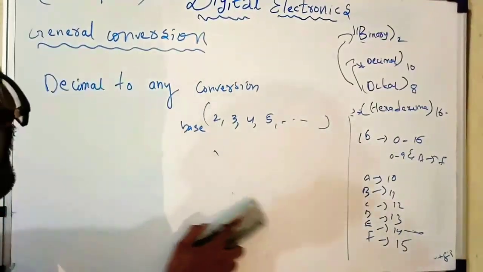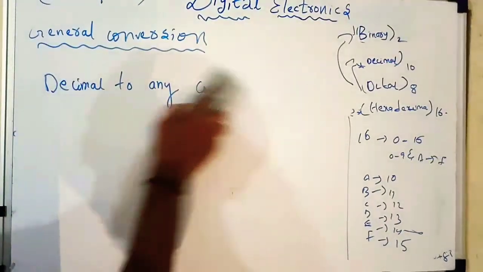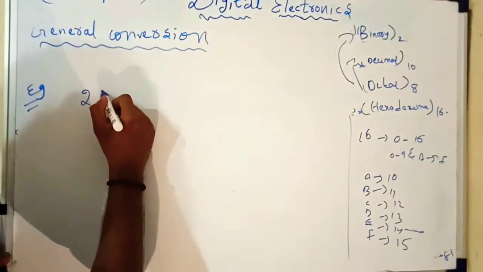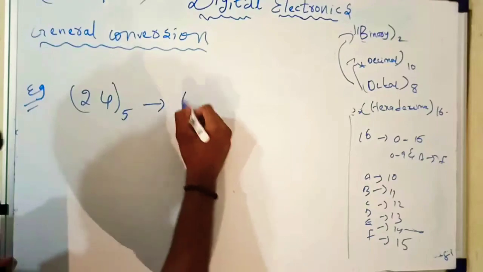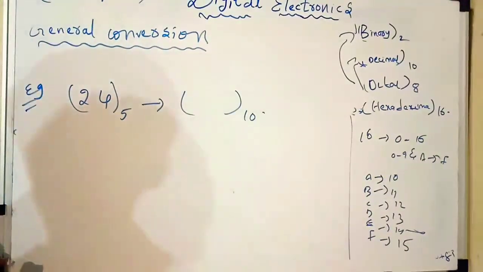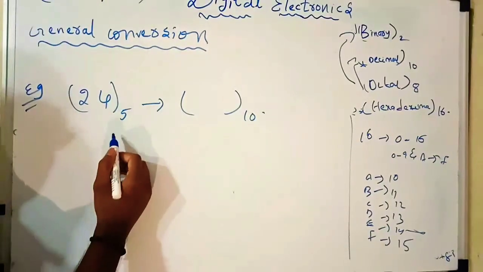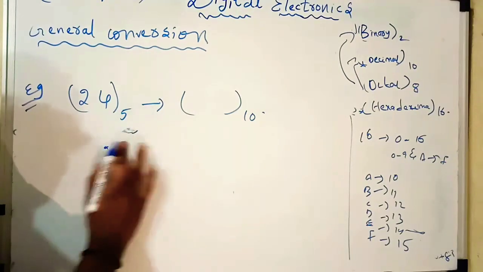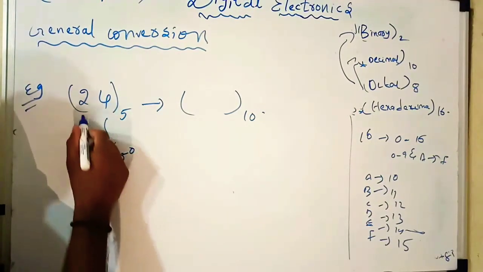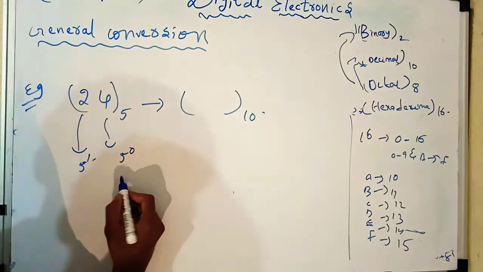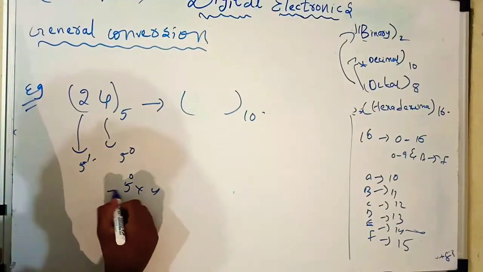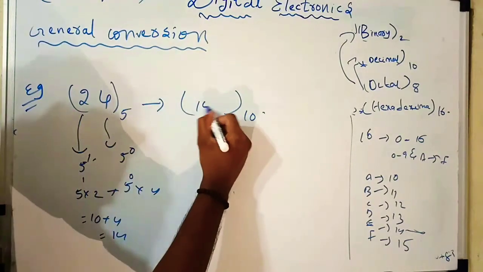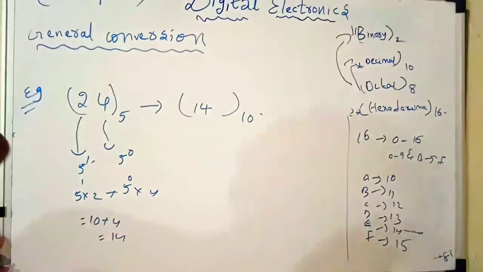Similarly, we can convert any system into decimal. Take an example of 24 base 5 to decimal. For converting this to decimal, generally for binary to decimal we take 2 power 0, 2 power 1, where the base is 2, but here the base is 5. So this is 5 power 0 into 4 plus 5 power 1 into 2. This is 4 plus 10, which is 14. Similarly, we can do any number of conversions in a similar way.